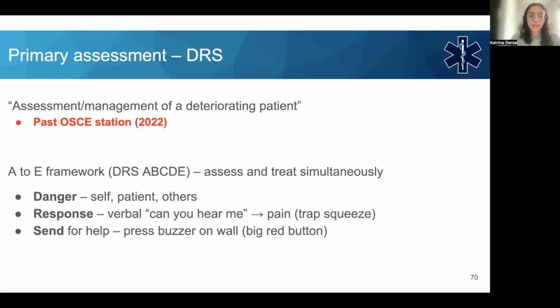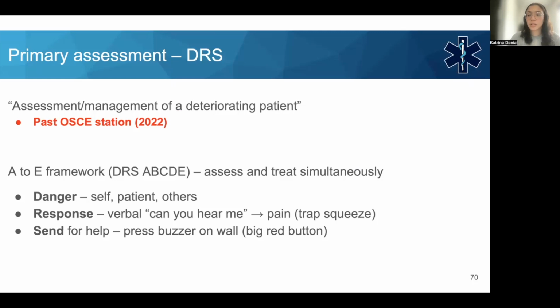Response: you want to check if the patient is responsive. Ways you can do that: verbal, ask them, can you hear me? Give them painful stimuli. So trap squeeze, you squeeze the trapezius muscle really hard. And if that's ever been done to you, it's very painful. We don't really do the sternal rub as much anymore just because it can cause trauma, it can cause injury. So we stick to the trap squeeze.